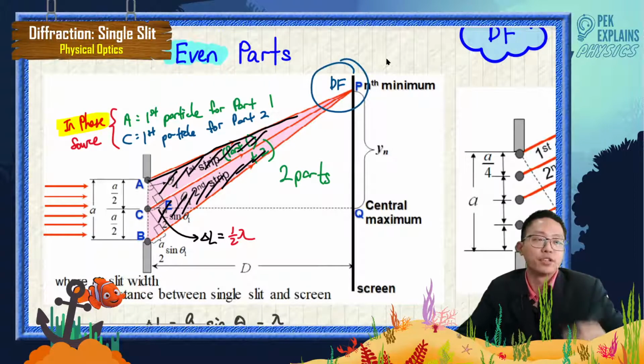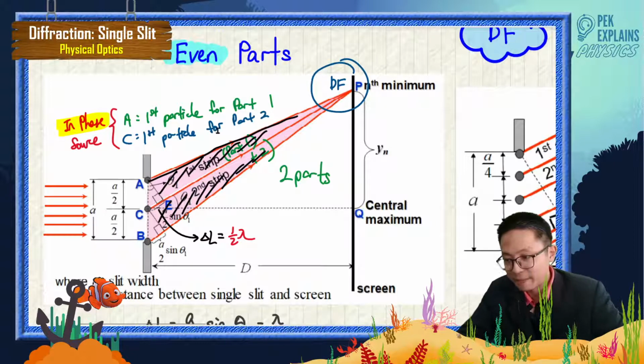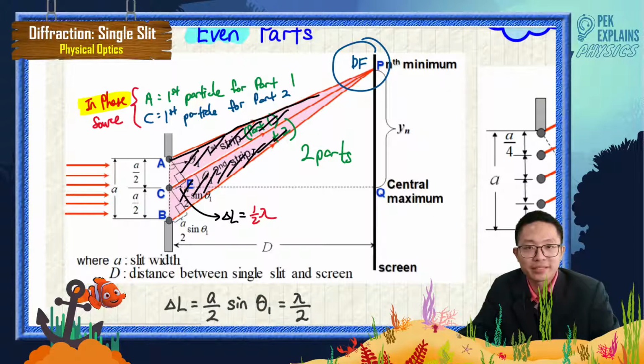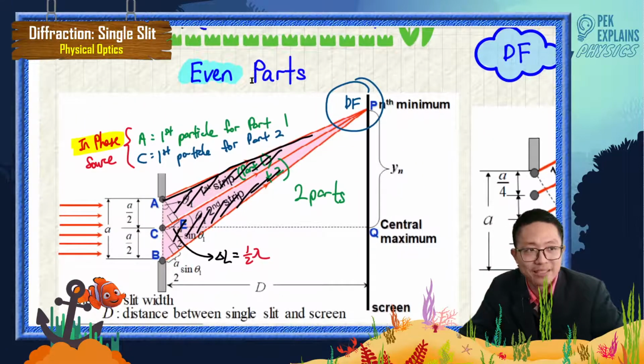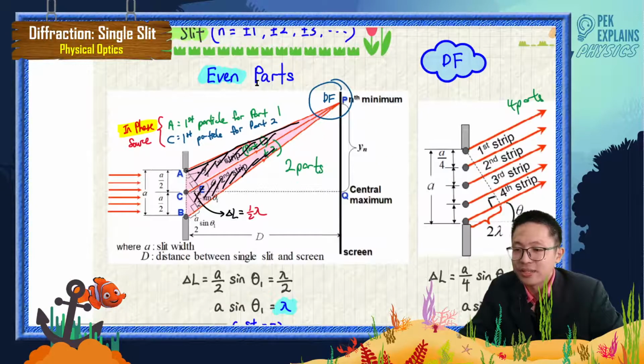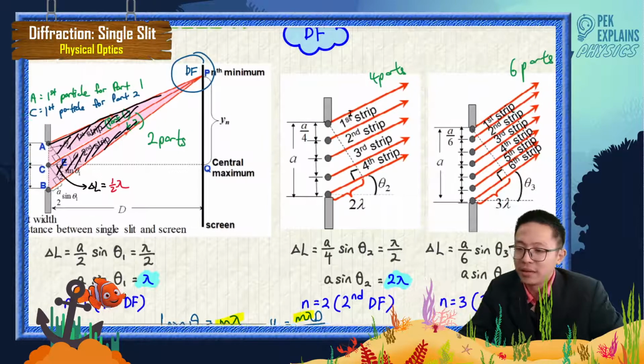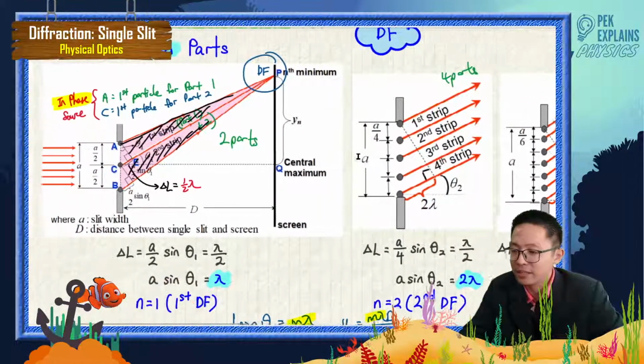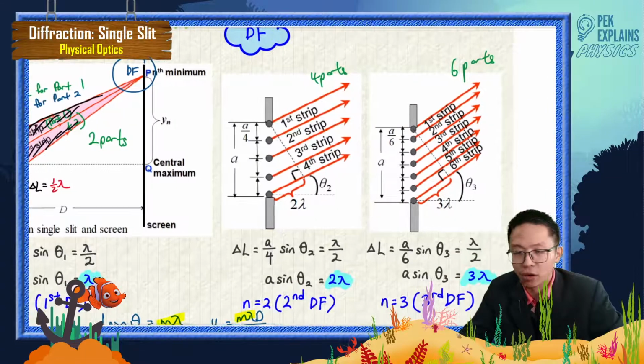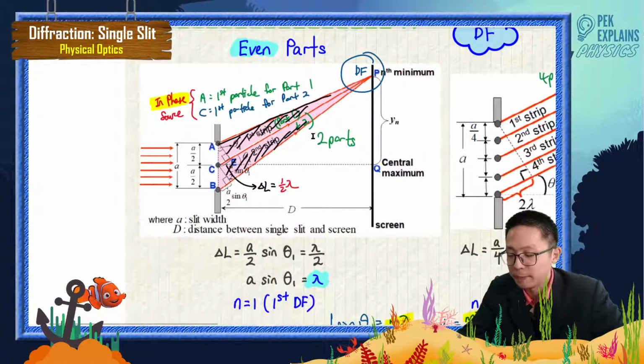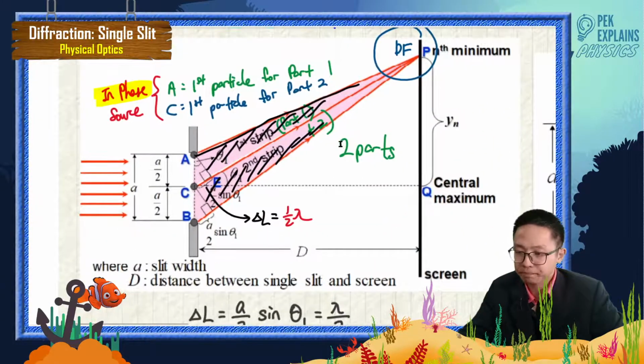It produces a dark fringe over here. Understand or not? That's how it works. That's how we investigate the interaction of millions of particles in between the slit systematically by dividing into parts. As long as you have even parts, all of them will cancel each other totally to produce a dark fringe. Never mind, we will see later on.